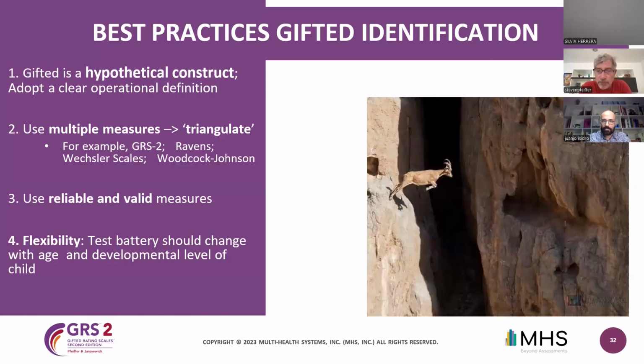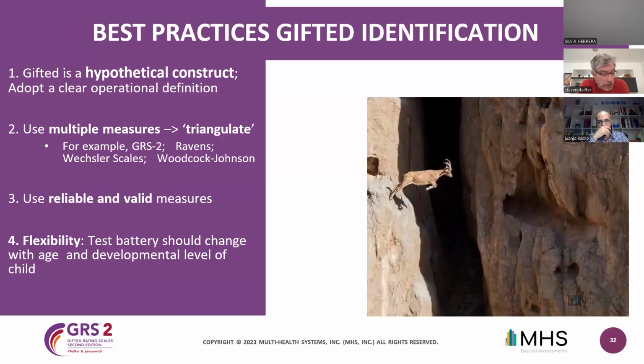The second best practice, I believe, is that you don't use one test or one measure or one screening tool. You always use multiple measures to identify students who are gifted. Always use multiple measures. In the medical field, and in my field of clinical psychology, we call it triangulating the diagnosis, triangulating it. So we don't rely on one measure.